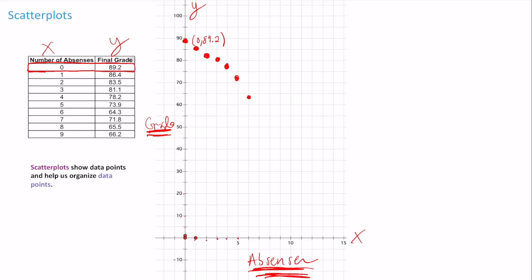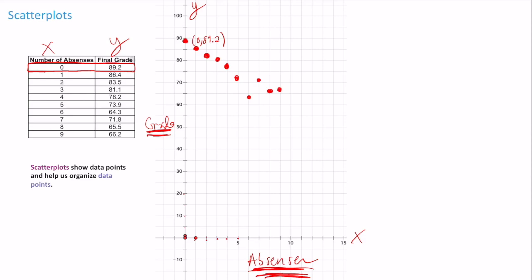64.3, just below 65. 7, 71.8, so 7 is right here, 71.8, just over that. And 8, 65.5, 8, 65.5 would be right here. And then 9, 66.2, so 9, 66.2, and that's right here.